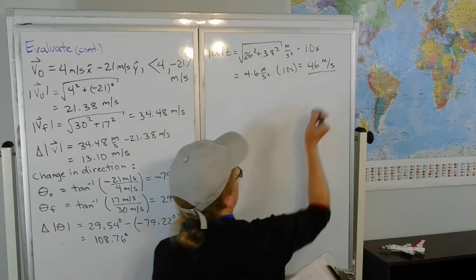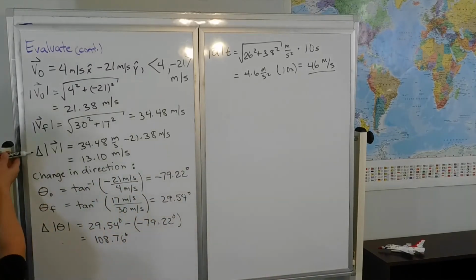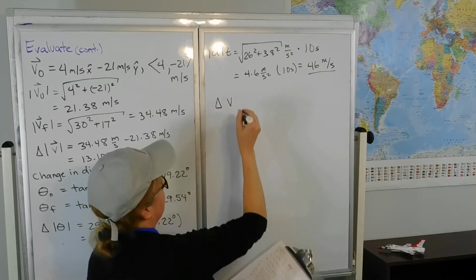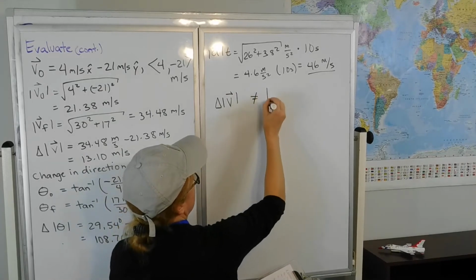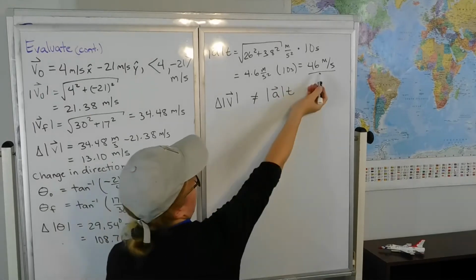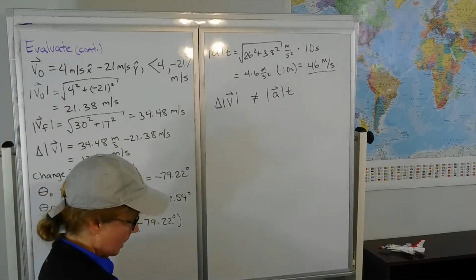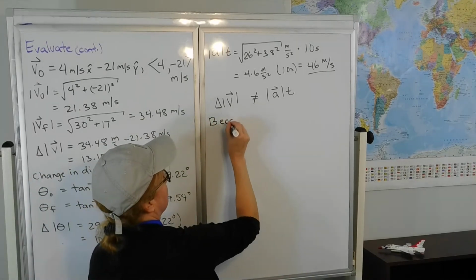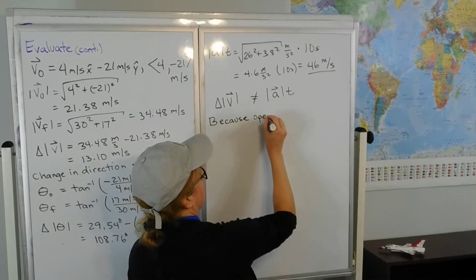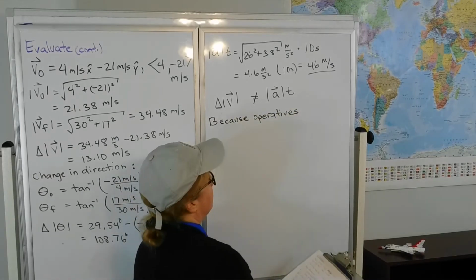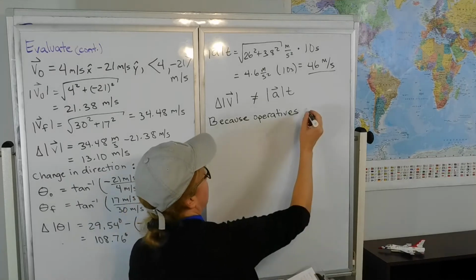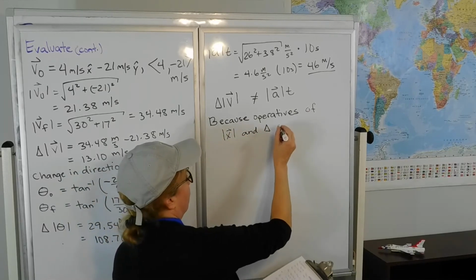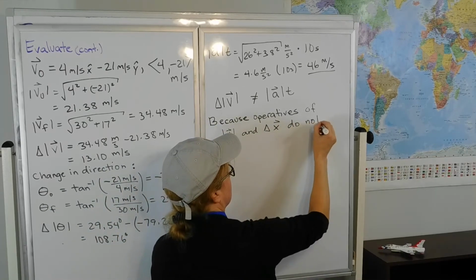And that we are comparing to what we computed earlier about the change in the magnitude of velocity, which was 13.10 meters per second, and clearly the magnitude of the change in the velocity vector does not equal the magnitude of the acceleration vector times time. 46 is not equal to 13.10, clearly. Why not? Well, because this is teaching us something about the math that we might have known already. If you remember learning about things like commutation and distribution and those kinds of arithmetic properties, the operations of the magnitude of the x vector and the change in the x component do not commute.